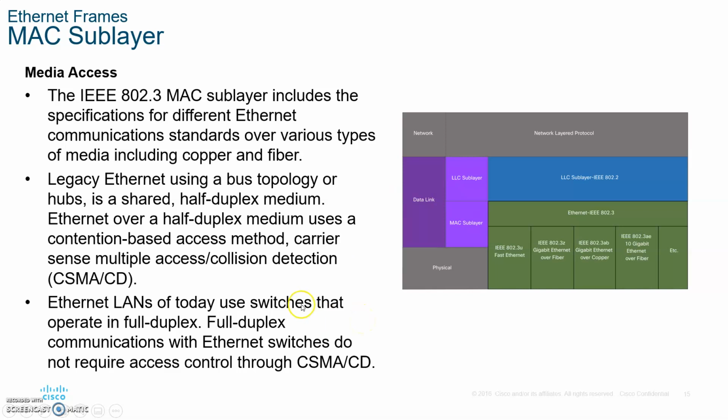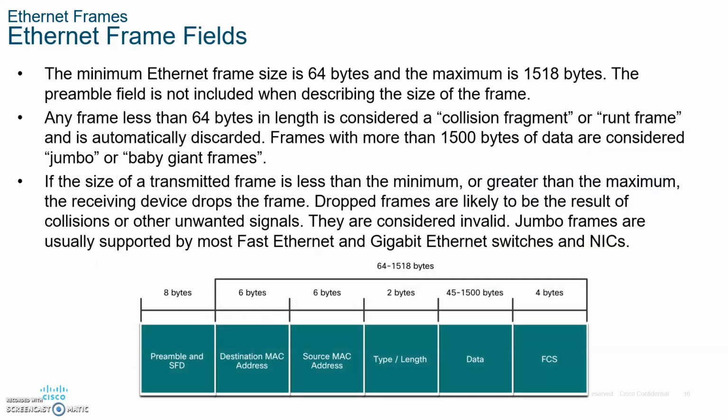Now, if you're connected through a hub, you probably have to use CSMA/CD. But most likely, all of today's Ethernet NICs are connected to switches. You no longer need CSMA/CD because each port is directly connected to the switch itself. You're directly connected to your destination. So there is no need for CSMA/CD. That's for old legacy Ethernet.